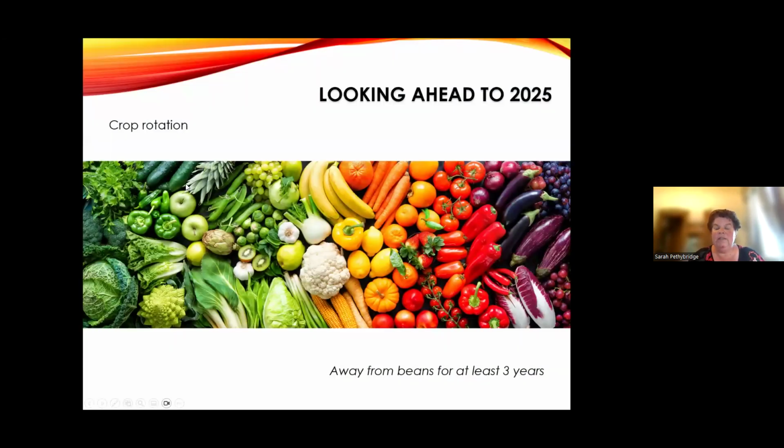Crop rotation is another completely impactful production practice for a lot of these pathogens. A lot of these pathogens have beans in general as their host range, as we saw with the bacterial pathogens and anthracnose. This is not the case for white mold, but for some of those other pathogens, rotating away from beans for at least 3 years is our recommendation.